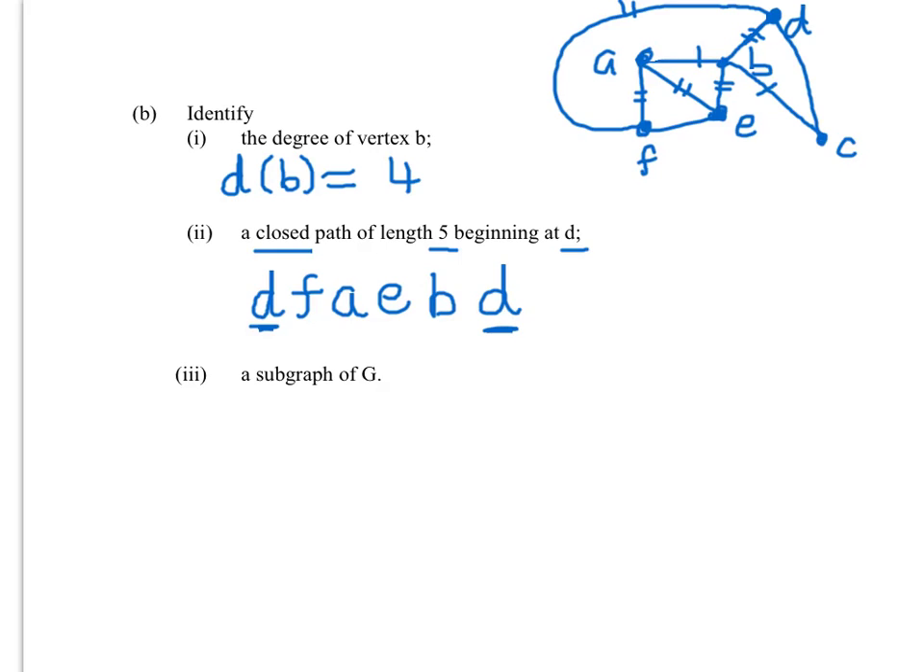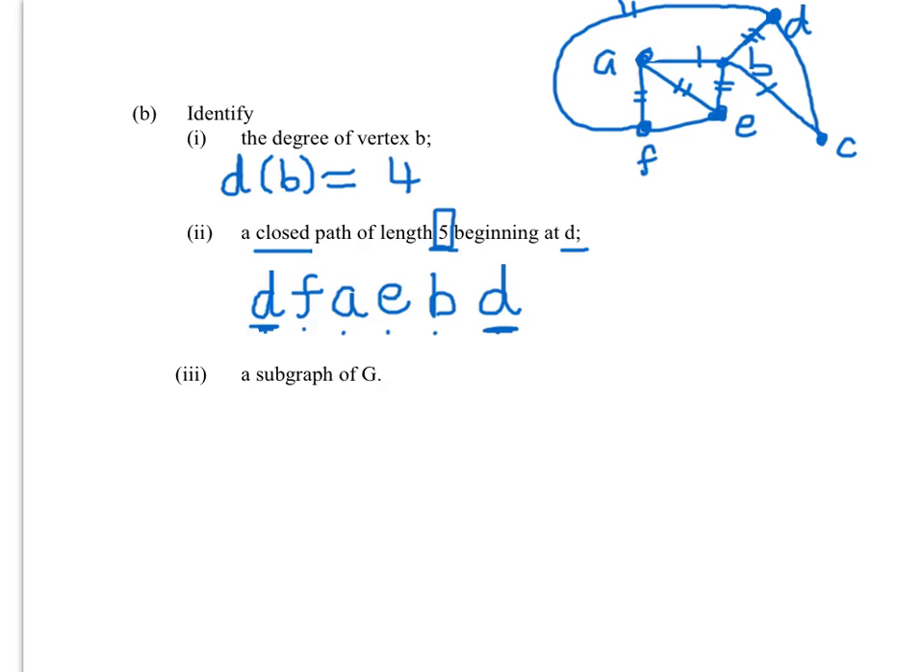And note also that to define a path of length 5, I actually have written down 1, 2, 3, 4, 5, 6 letters. Because remember, to define one path, D to F, I needed 2 letters to begin with. So that's the answer to part 2, or a possible answer for part 2.